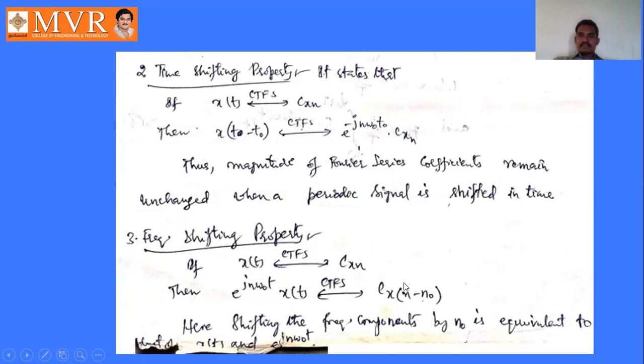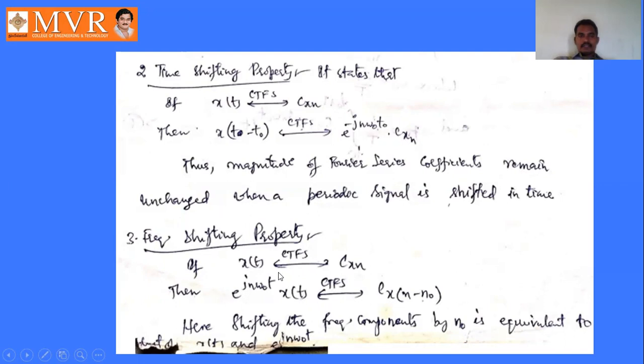Okay, c_xn shifted to c_x(n minus n naught). This is c_xn, but here it is c_x into (n minus n naught), so we are shifting the frequency components. Here time will not be shifted, but frequency will be shifted. Shifting the frequency components by n naught is equivalent to multiplying x of t by e power j n omega naught t. So this is the frequency shifting property, right?